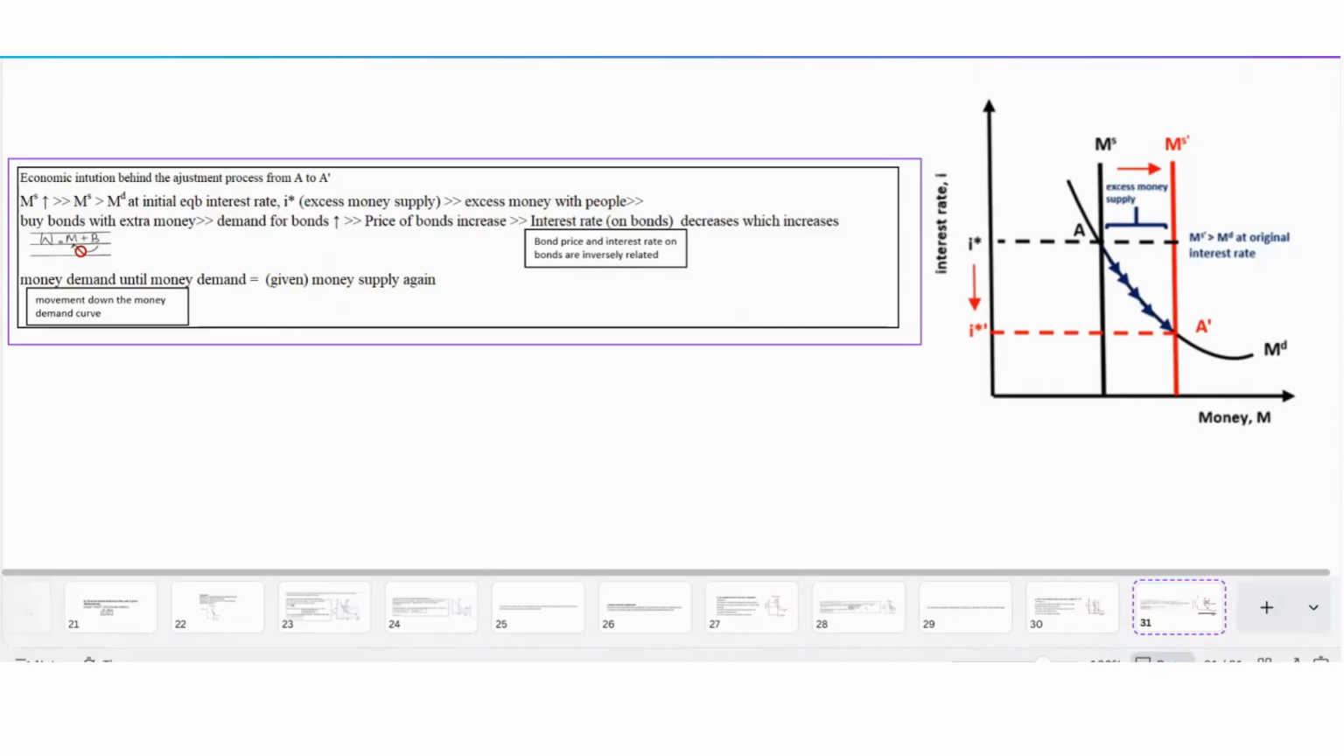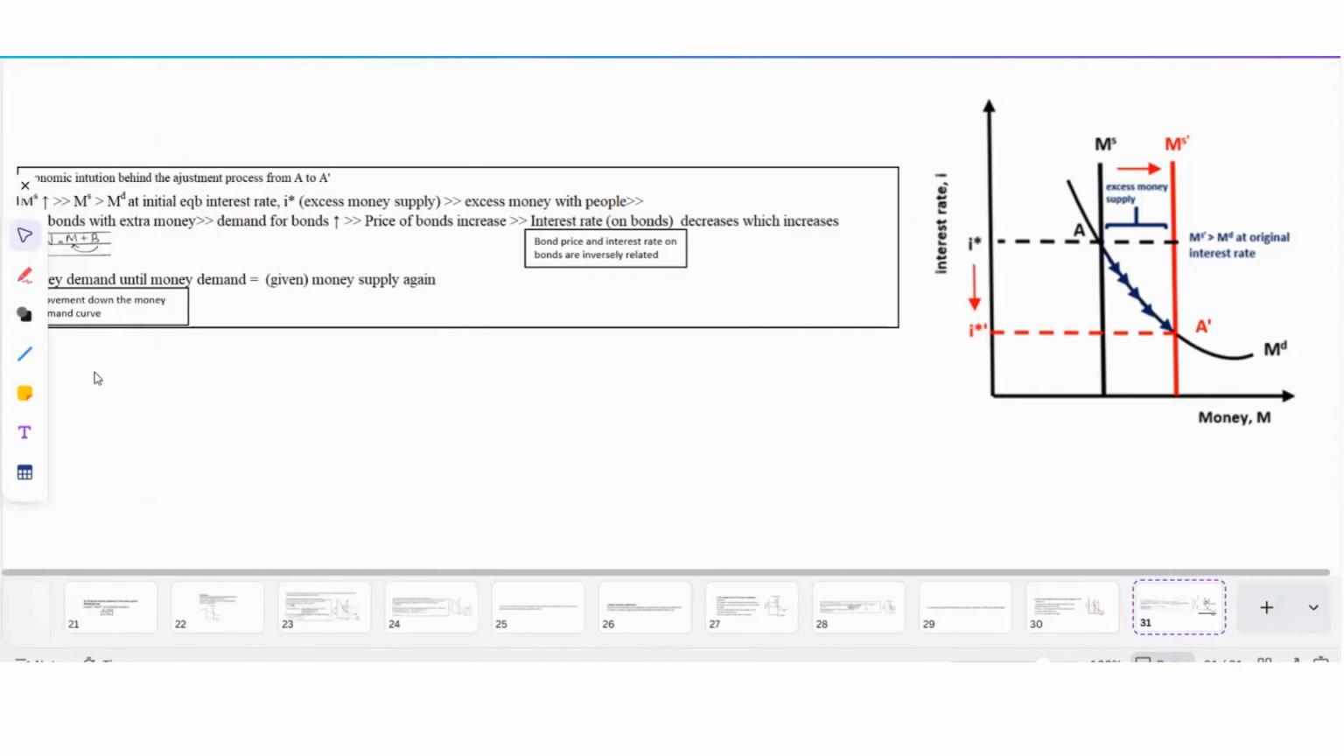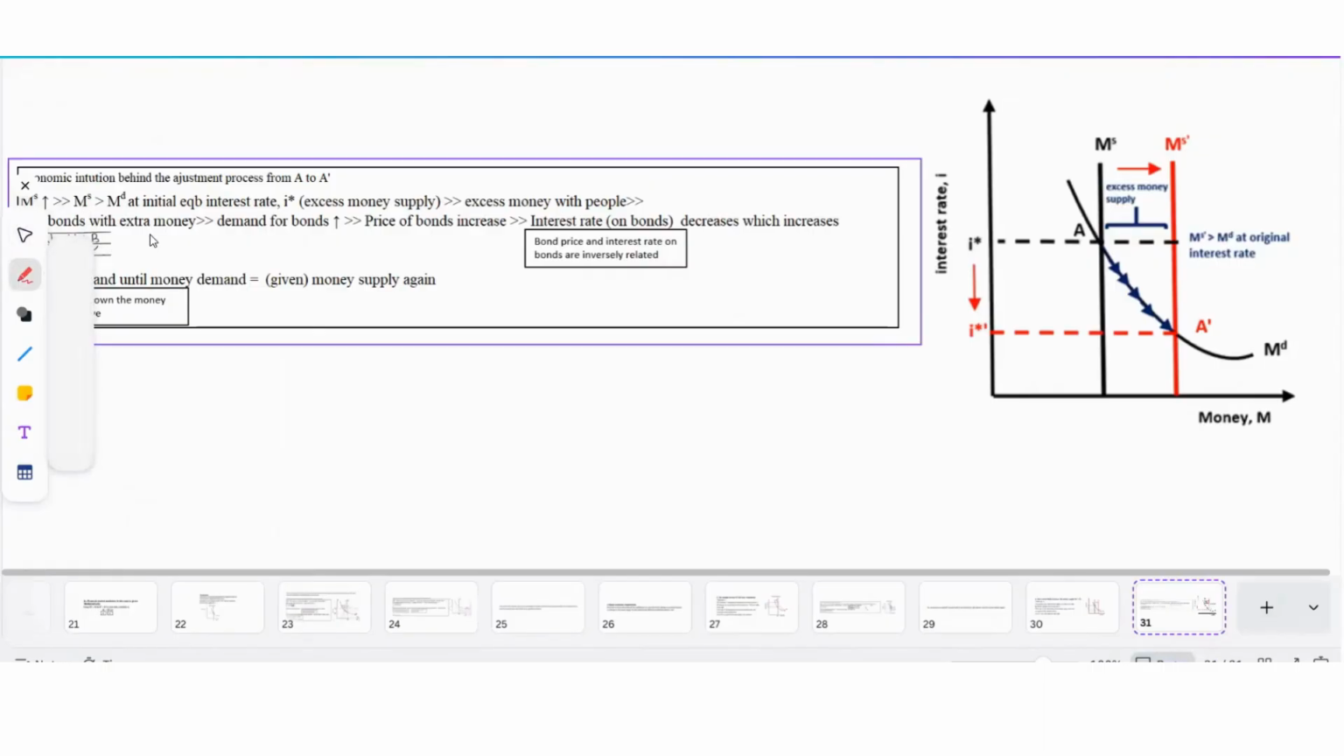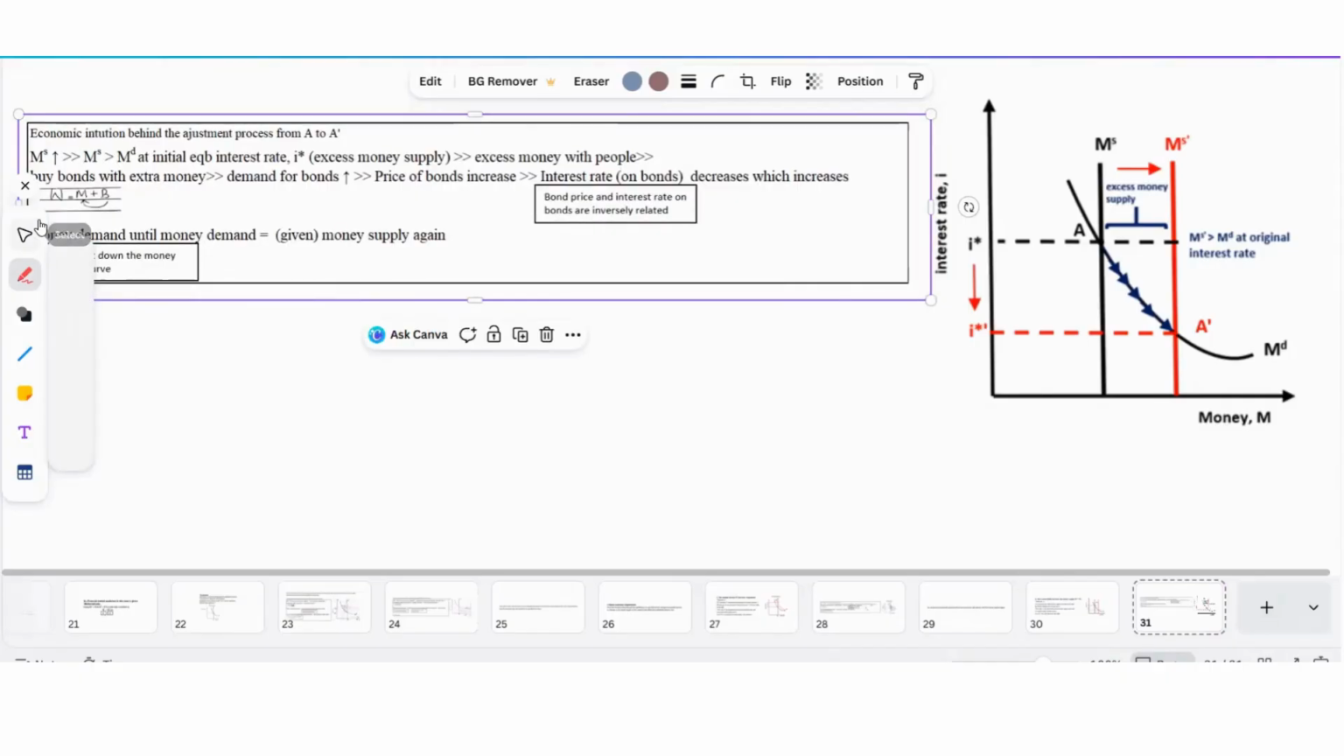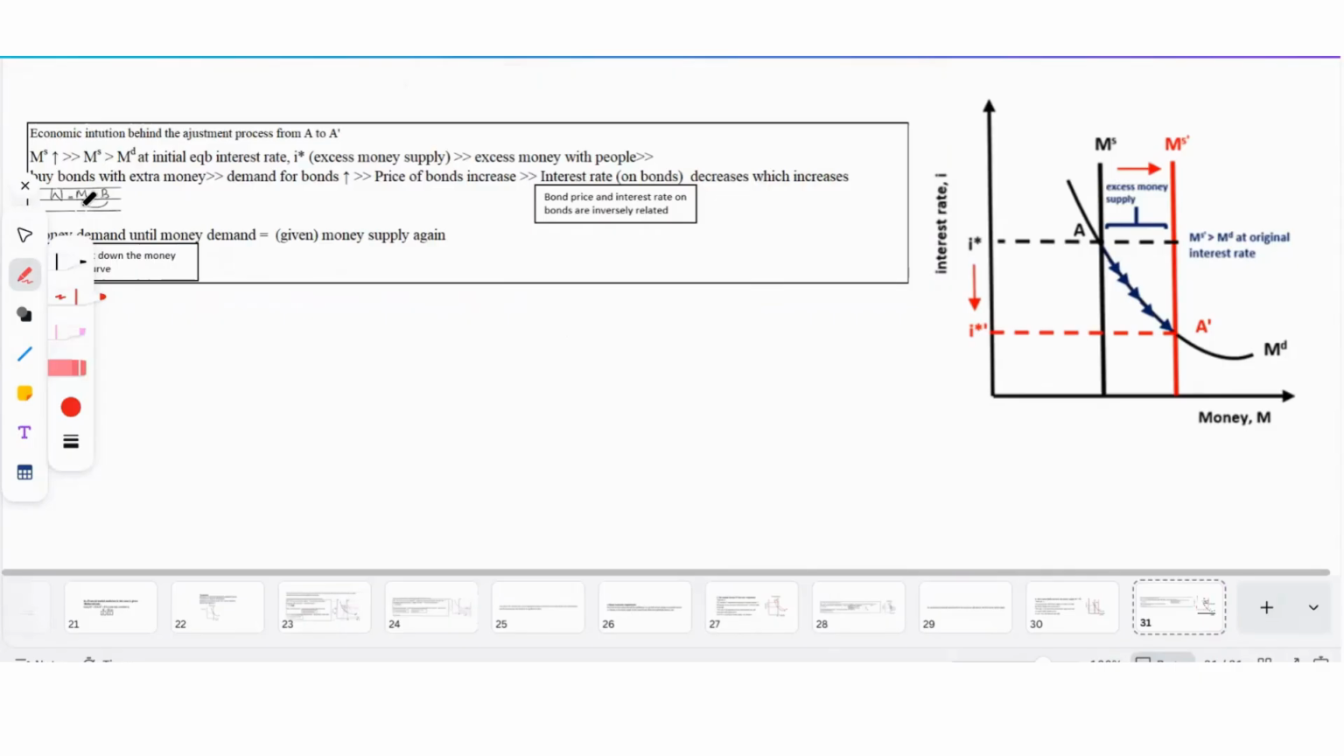So the arrow should have been opposite here. Sorry, let's just correct this. So you buy bonds with extra money, so the arrow should go from M to B over here. And as a result of this, when you buy bonds, the demand for bonds increases, which causes an increase in price of bonds. And we know bond price and interest rate are inversely related. So when price of bond increases, let's just correct this first. This should have been like this.